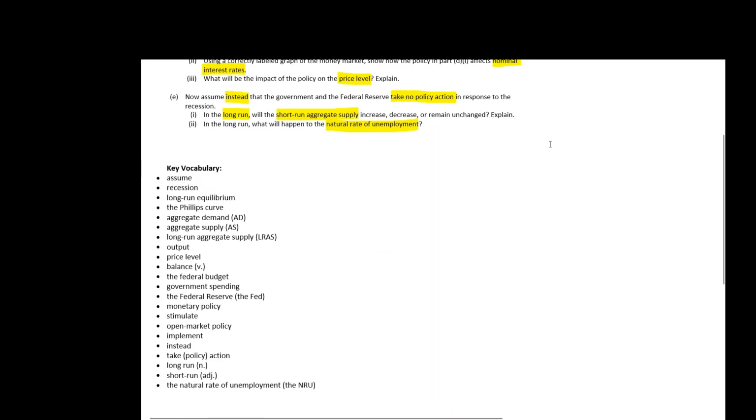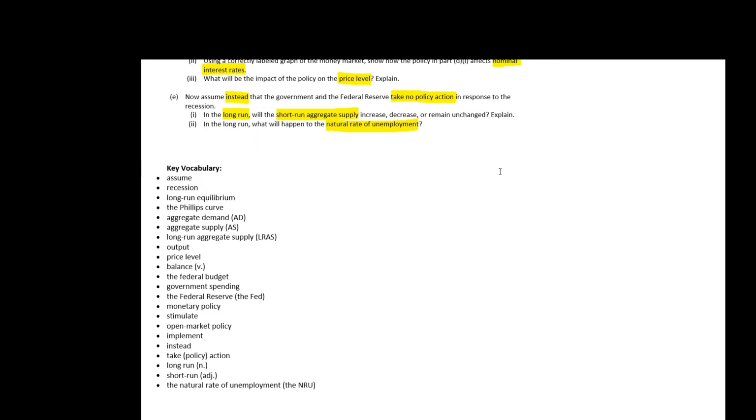So stimulate means to encourage or to create more of something, to grow our aggregate demand in this case. Open market policy, in this question, from 2011, is going to involve the buying and selling of securities like bonds to influence the interest rate, which in turn will affect interest rate sensitive consumption and investment. Implement just means to put into place. It's a verb. To put into effect, to execute, you might also see.